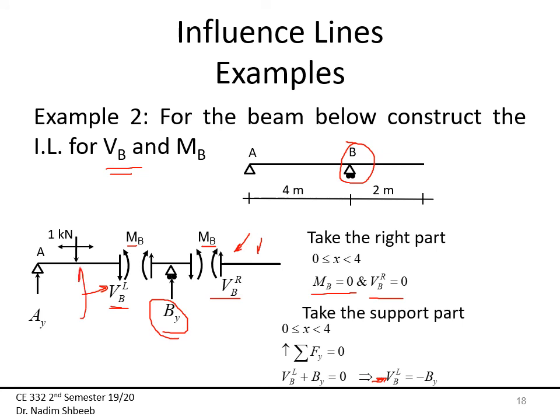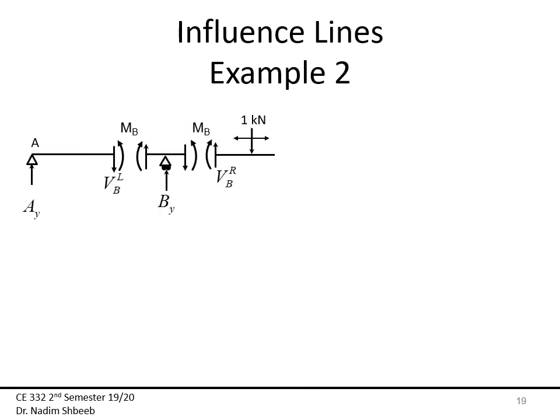So I did not even have to go to that part. I could. I mean, it's going to be just simply AY minus 1 minus VB, and then you can have the relation between VB left and BY, or you could do it like this. Okay, so this is only for the support. Again, this is valid only from here to here. This is where the load is moving.